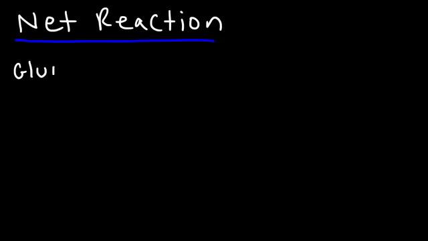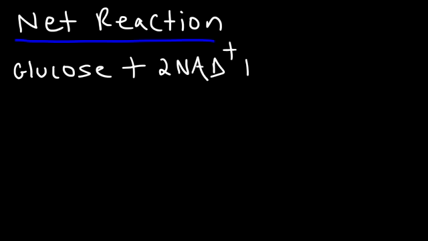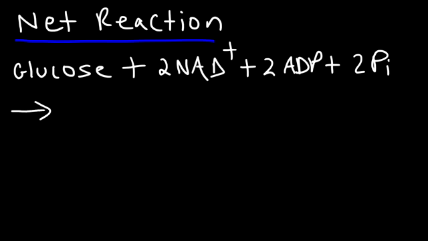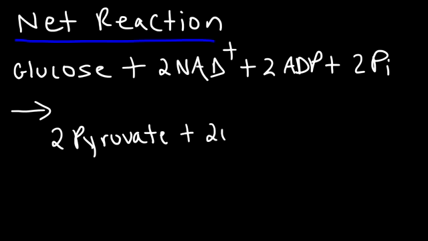And in the net reaction, we're going to start with a molecule of glucose, which will react with 2 NAD plus molecules and 2 ADP units, or adenosine diphosphate, with 2 inorganic phosphate ions. And this is going to produce 2 molecules of pyruvate plus 2 molecules of NADH.